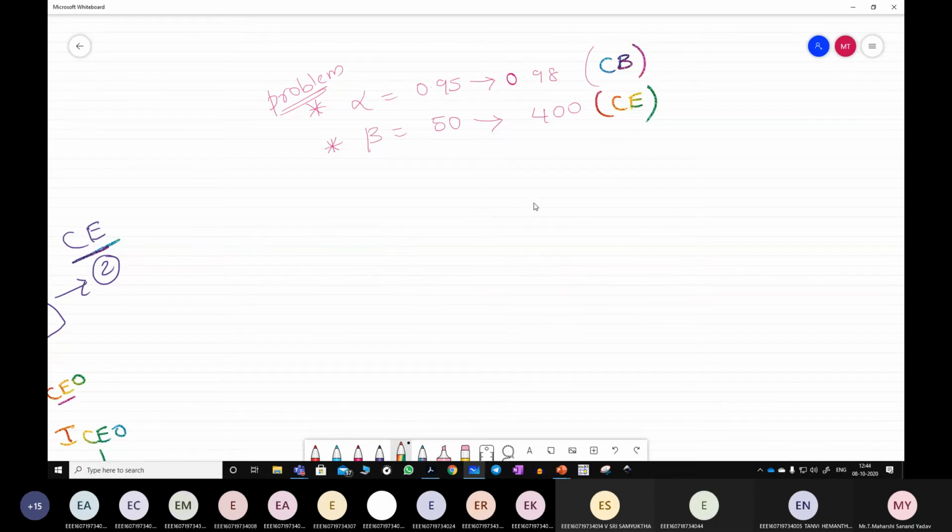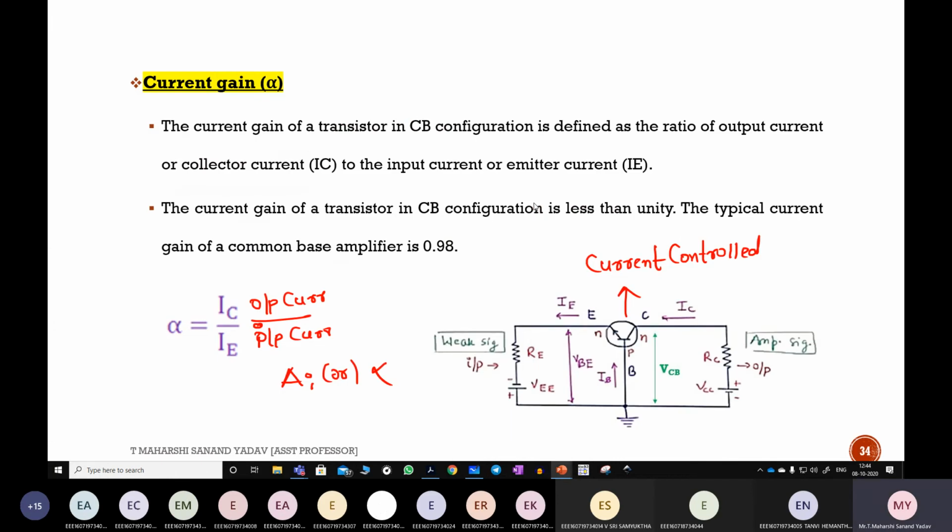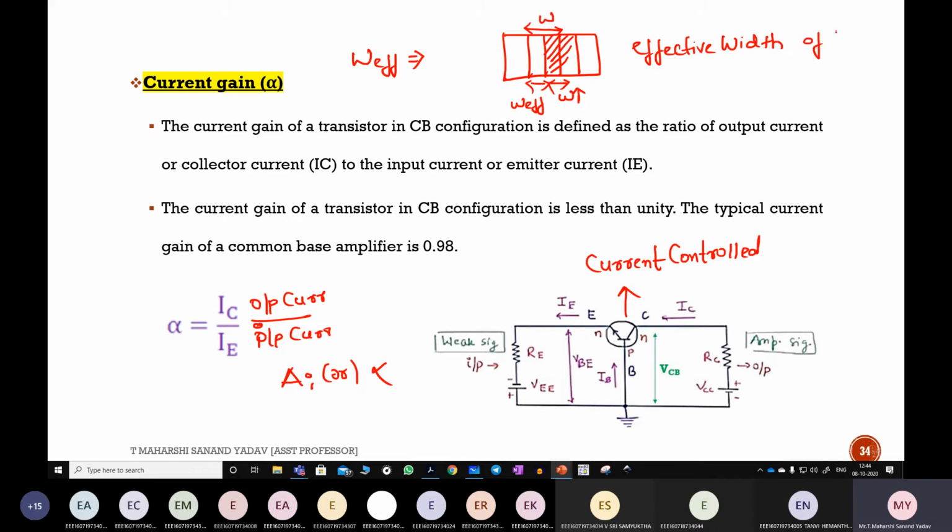Sir, what is W effective? This is nothing but the value which I'm assuming. See, this is the emitter and base, and the depletion region is approaching towards the base. If I'm assuming the entire width as W, the remaining portion I'm assuming as W effective, which is nothing but the effective width of the base, not of the depletion region. Whereas WB is nothing but the entire width of the base.